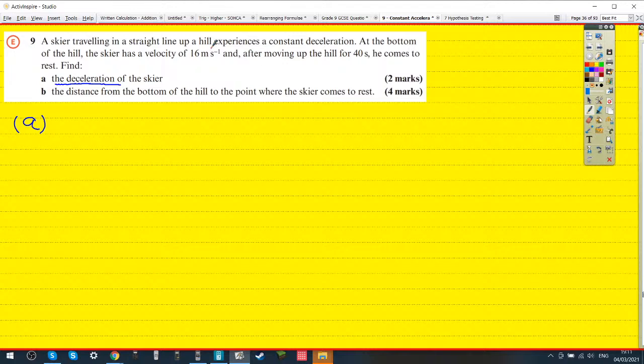Okay. So would the initial velocity be 16 and the final velocity be 0? Well done. So I was just checking that final velocity will be 0. Yeah.